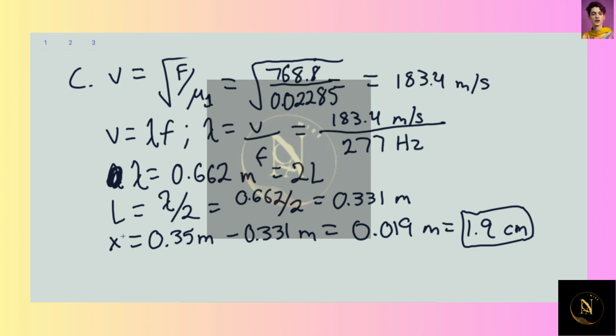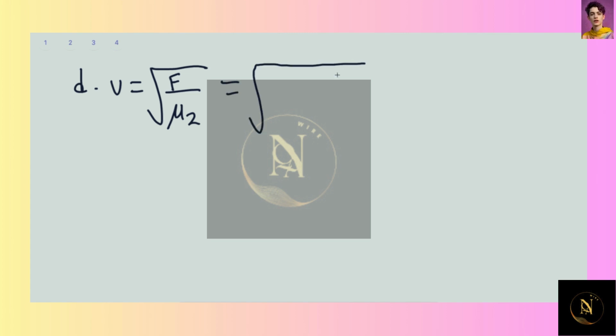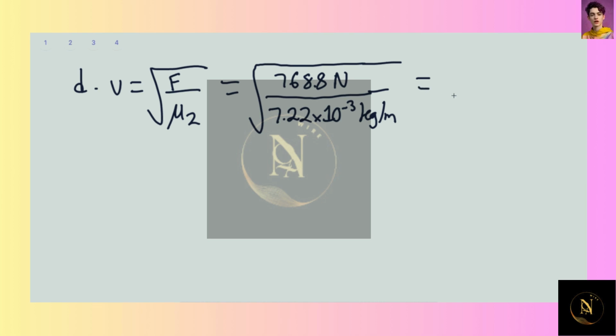And then at this point, we can find part D. Part D is asking us to find the frequency of the second string now that we have the fret in place at that x coordinate, 1.9 centimeters. So we can say again, V equals the square root of the force divided by mu sub 2 now. We're talking about the second string. And this is going to be equal to 768.8 newtons divided by 7.22 times 10 to the negative third kilograms per meter.